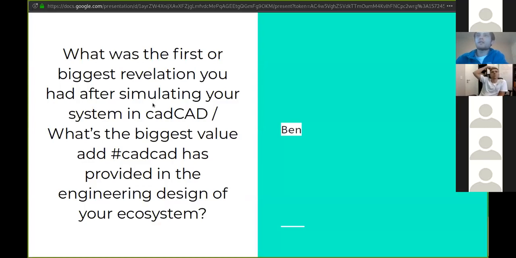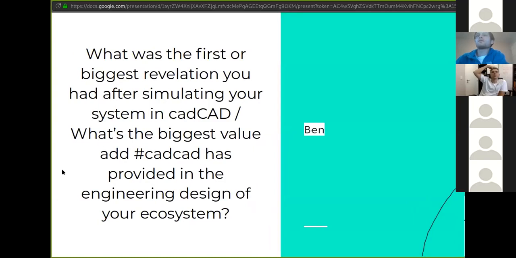Okay, so this question was, for Molecule, what was the first or biggest revelation you had after simulating our system in cadCAD, and what's the biggest value add cadCAD has provided in the engineering design ecosystem? I think I've partially answered that already with the previous question. But yeah, I think just understanding complexity in a system, the interaction of different actors in a system, and answering questions that didn't have any intuitive answer, even though sometimes you can make assumptions and think they do have an intuitive answer.